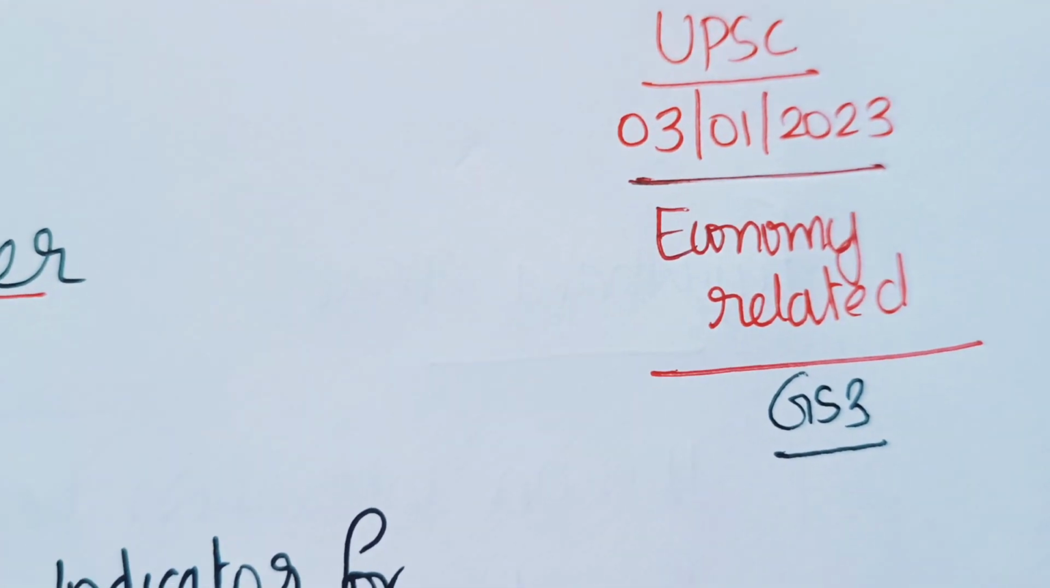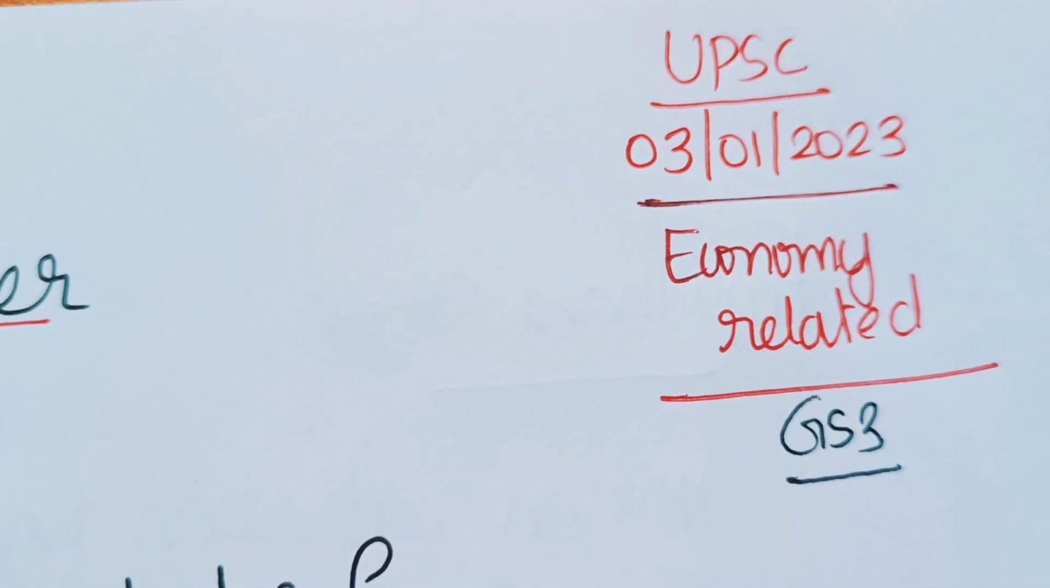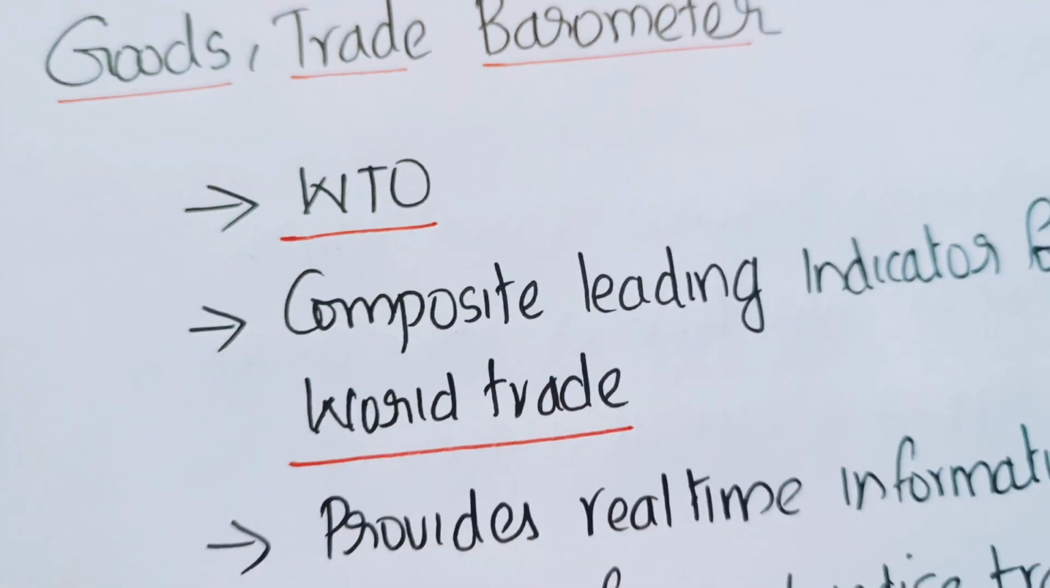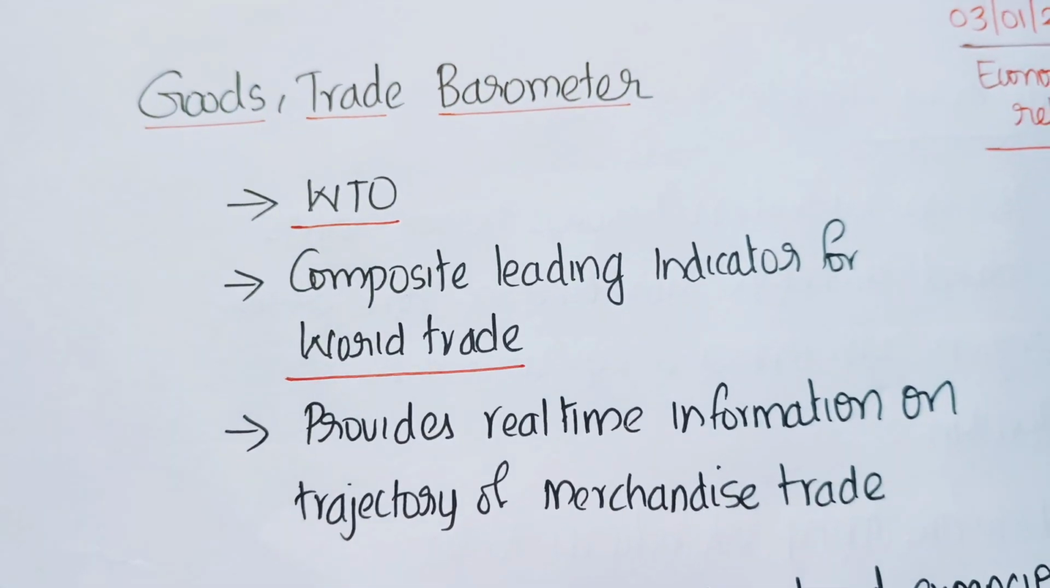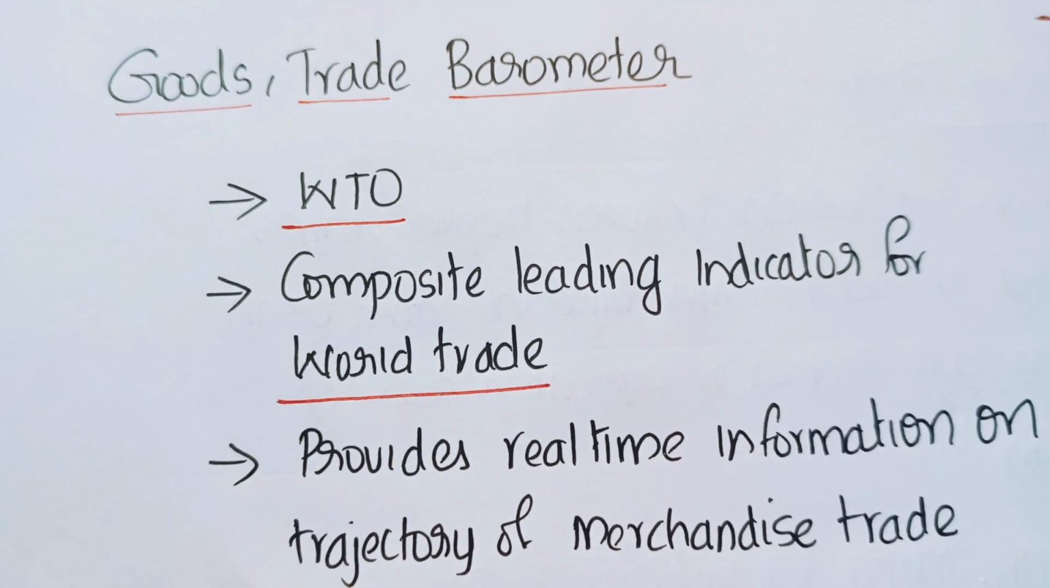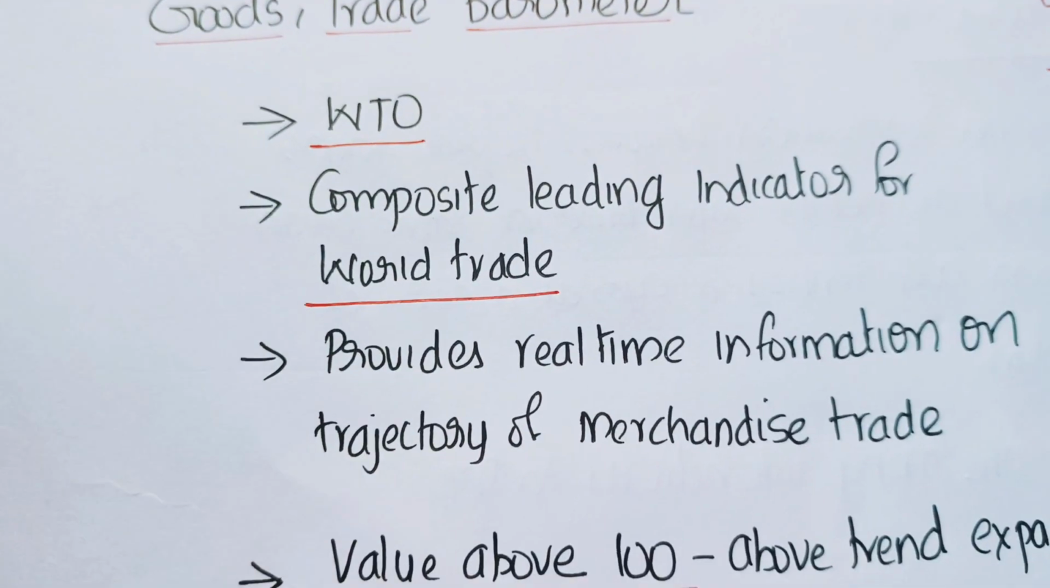Hi, today we are just discussing the GS3 paper, one of the very important topics in GS3. It is regarding current affairs related topics. Goods trade barometer, there is no comma in goods. Goods trade barometer. What is goods trade barometer?